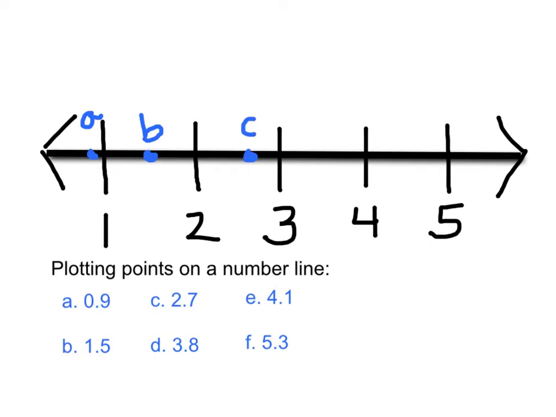Point D is 3.8. Since I know that 3.8 is closer to 4 than it is to 3, 3.8 should be here. Point E is 4.1. 4.1 is just a little bit after the point for 4, so point 4.1 should be here.